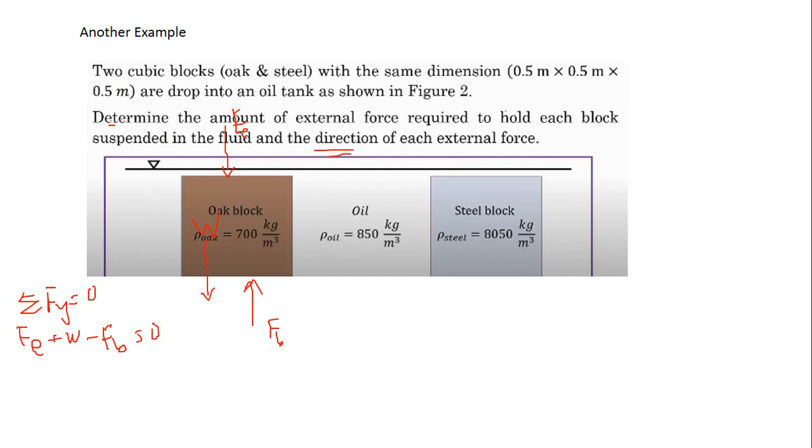Equal to 0. Okay. Now your Fe equal to, because you want to find Fe kan? FB minus W. Okay, so that's fine. That's good. So how you can find your W and FB? W equal to rho g V. Rho of the object. Okay, please write so that you're not confused. So rho g V, V of the object juga lah.